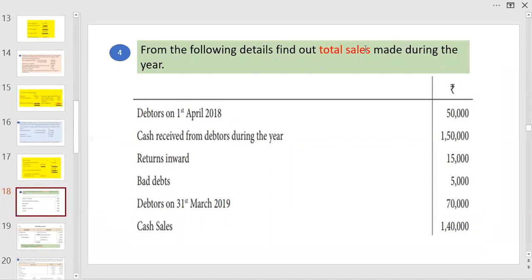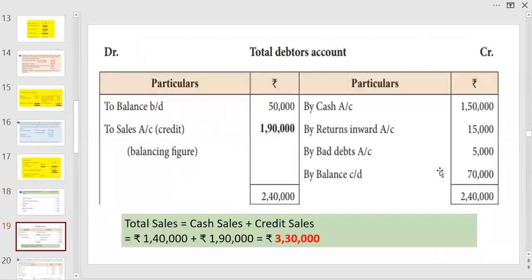In the next illustration, we are required to calculate the sales. Here again, opening balance, closing balance, and a few transactions are given. Cash plus return inwards plus bad debts plus closing balance minus opening balance. The balancing figure is sales, which is 190,000. Since the question is about total sales, cash sales of 140 is added, 330 is the answer.